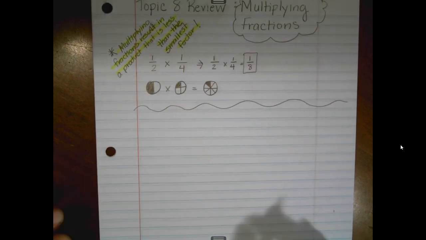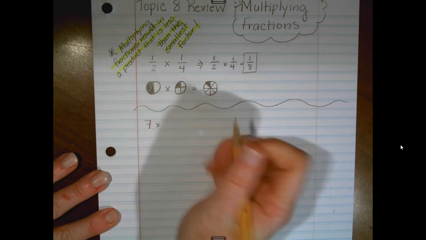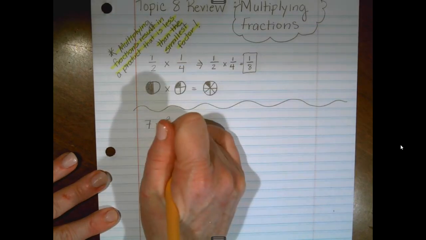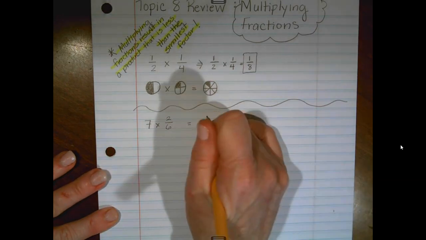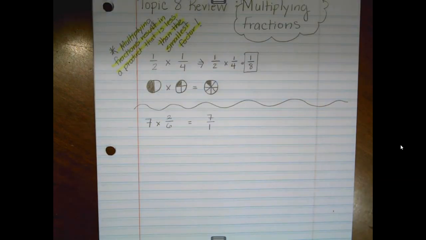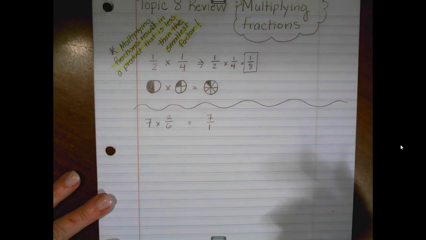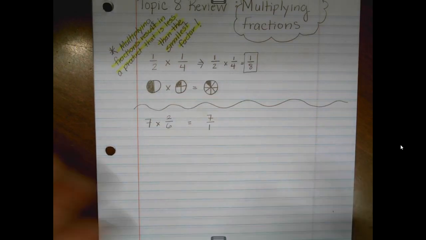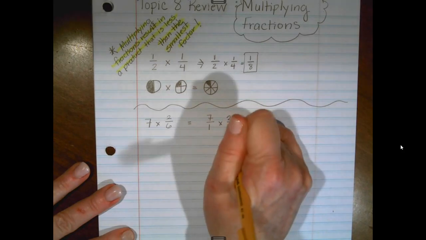The first thing we did was we multiplied a whole number times a fraction. So let's look at 7 times 2/6. And what we learned is that we turn whole numbers into fractions by making the whole number the numerator, the denominator 1. And you guys know from this improper fraction that when we divide it out, we get 7 wholes. So that's why that works. And then we multiply it times 2/6.